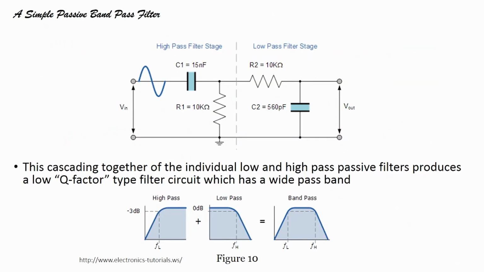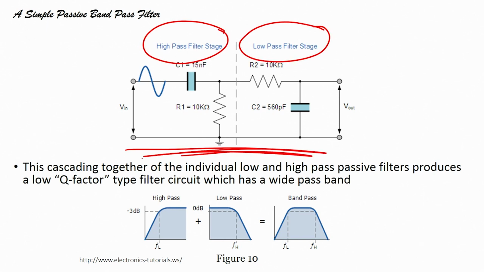How can we design a simple band pass filter? We can use a high pass filter stage and a low pass filter stage, and cascade both stages. You see here we have a capacitor and resistor, this is our high pass stage. I apply a signal to the capacitor, and you know how the high pass filter works. The output of the high pass filter is fed to the low pass filter, and in this case the high pass filter passes a band of frequencies above this FL.